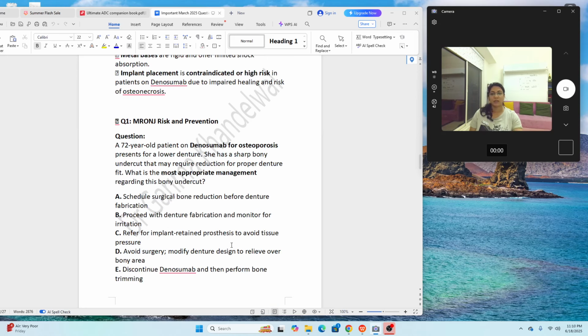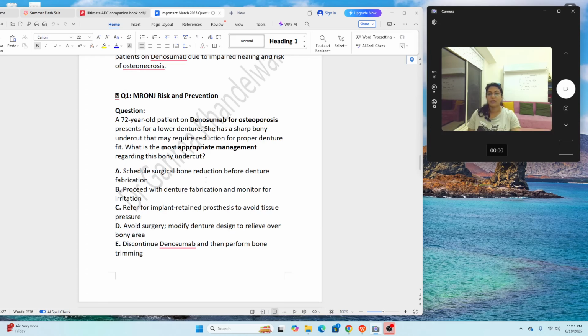Now, another question. A 72-year-old patient on denosumab for osteoporosis presents for a lower denture. She has a sharp bony undercut that may require reduction for proper denture fit. Now, a bony undercut is present in the mouth of the patient, so a denture sometimes cannot fit because there is an undercut. It's difficult for the denture to go in, or even if it goes in, it can hurt the mucosa very badly. So what is the most appropriate management regarding this bony undercut, which is very sharp?